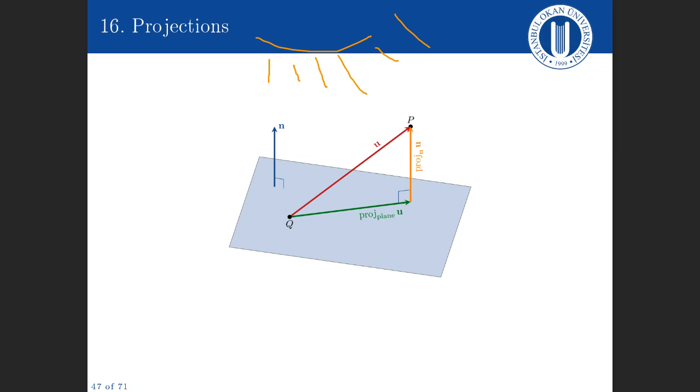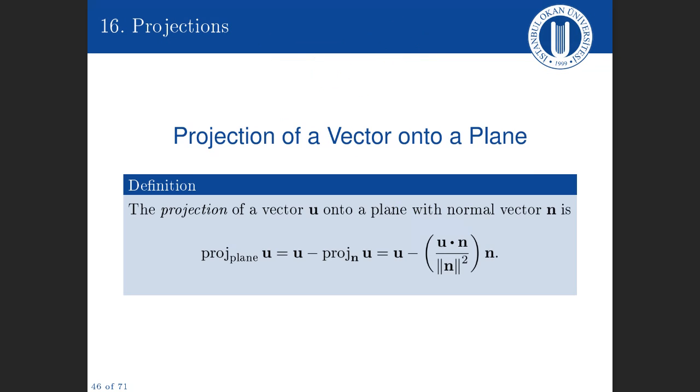What we do know is the orange vector. We know that because the orange vector is the projection of u onto n. So we want the green vector which completes the triangle. In other words, the projection of the vector u onto the plane is just going to be u minus the projection of u onto the normal vector n.